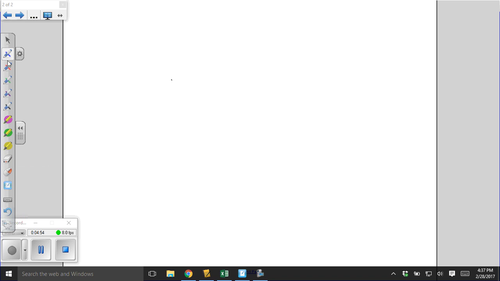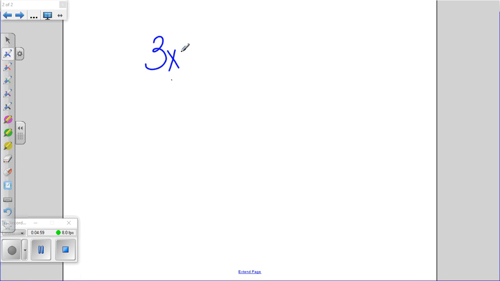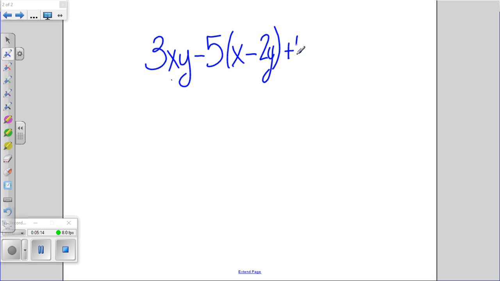Let's look at a different one. Let's say I have 3xy minus 5 times the quantity of x minus 2y plus 6x.